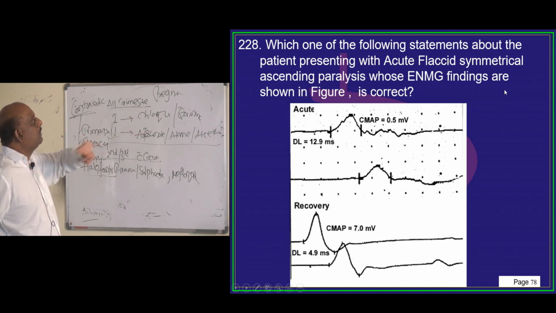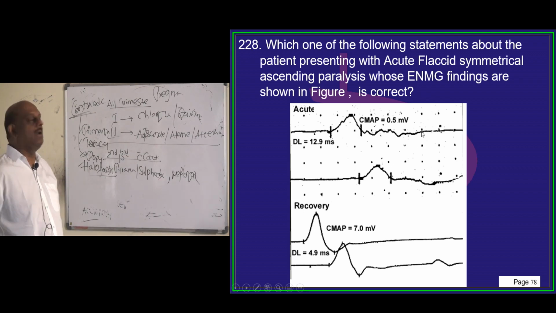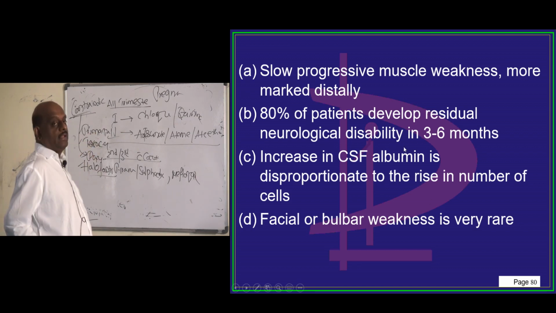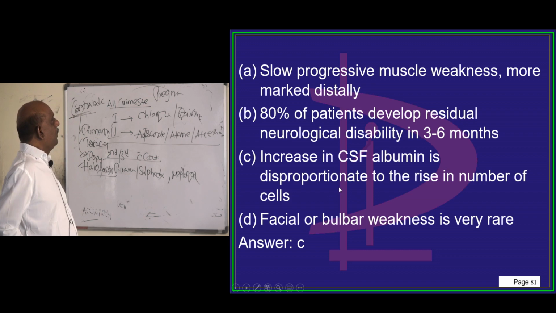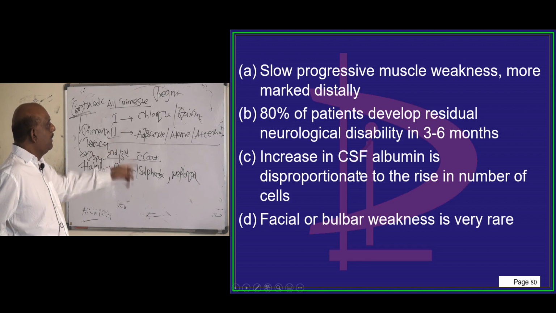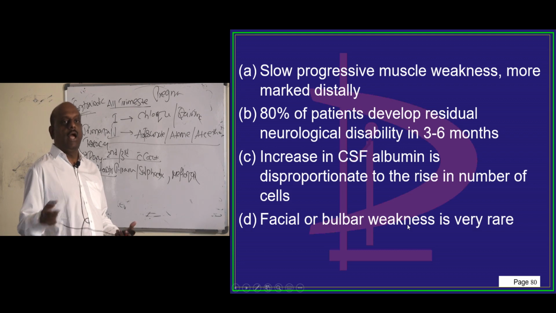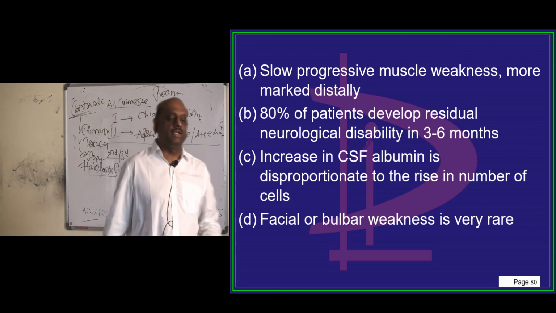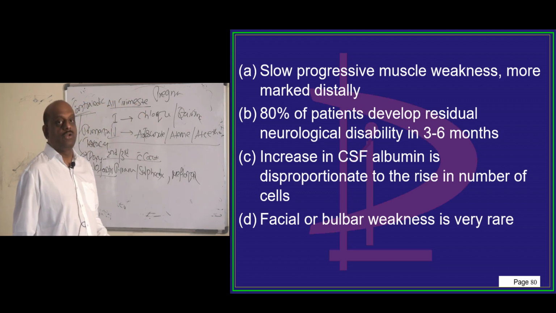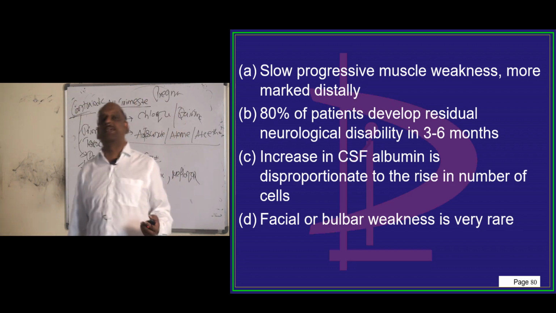Acute flaccid symmetrical ascending type of paralysis, by now you should understand. So what is correct about it? There is an albuminocytologic dissociation in Guillain-Barré syndrome. Albuminocytologic dissociation, where the pleocytosis is disproportionate to the rise of the albumin, is what you have to basically remember.